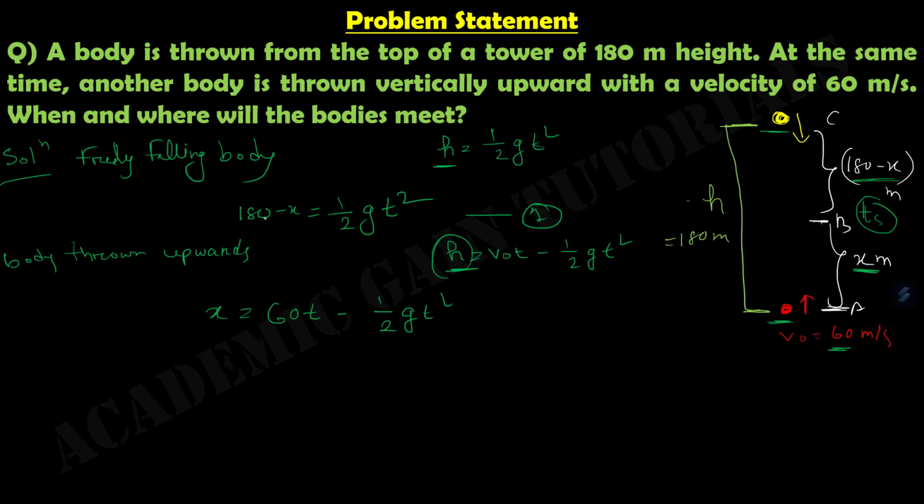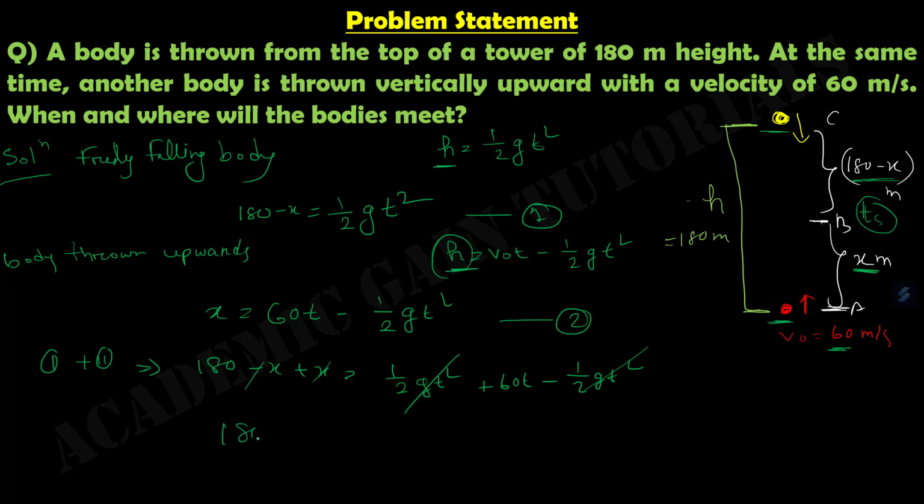If I add equations 1 and 2, we get 180 minus x plus x equals half of g t square plus 60t minus half of g t square. The half g t square terms cancel out, so 180 equals 60t, or t equals 3 seconds. The value of t equals 3 seconds.